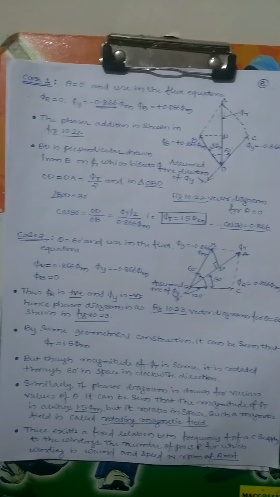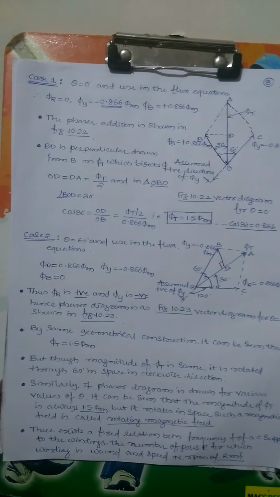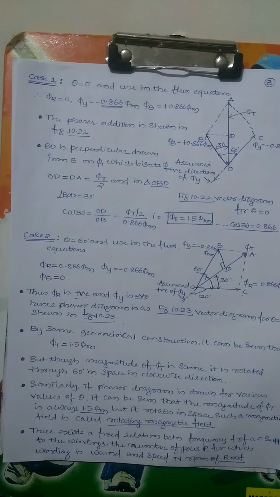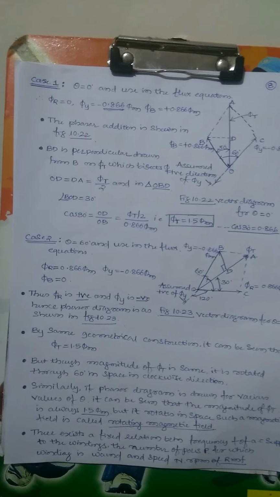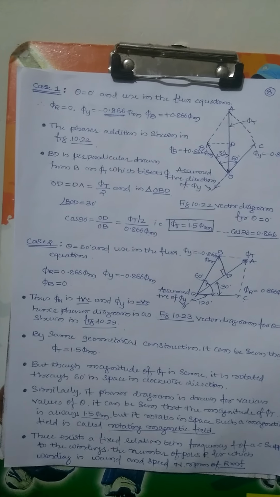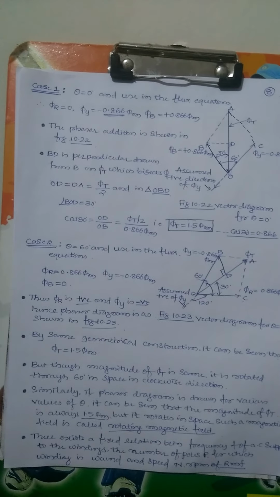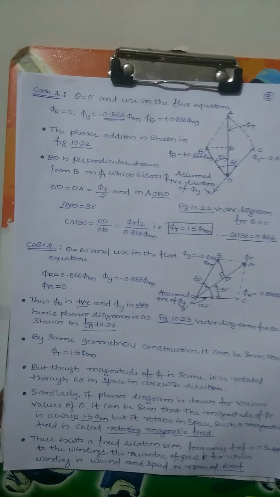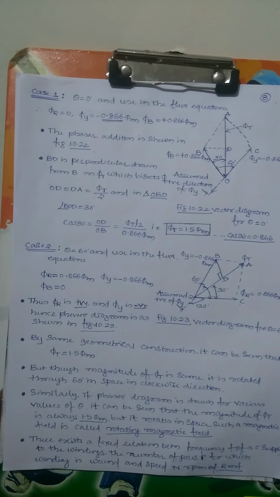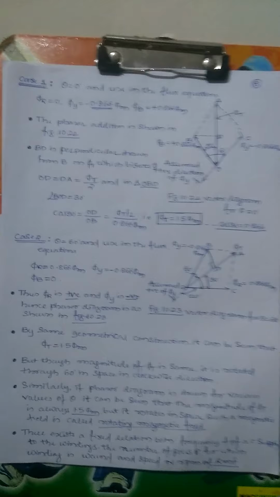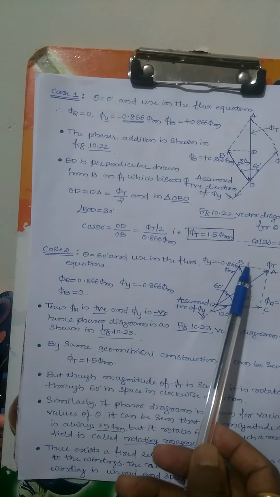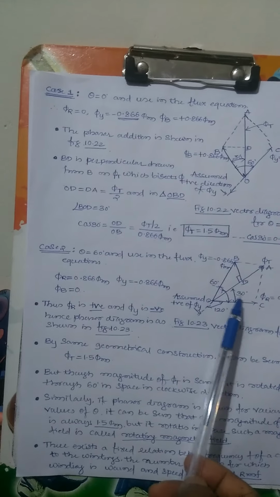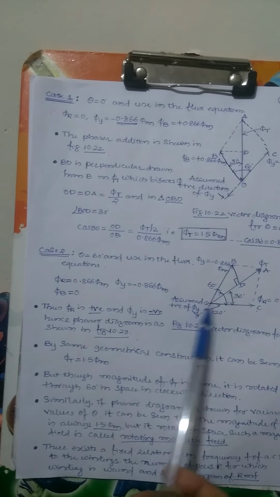Number 2, theta is 60 degrees and use it in the flux equation. Again the same. Initially phi r is 0.866 phi m. Here that 60, you write 0.866. The previous 0, you write the reference is 0. Here 0.866. Next minus 0.866 phi m. Here the phi b is 0. Here also same, 30, 60, 120 difference.